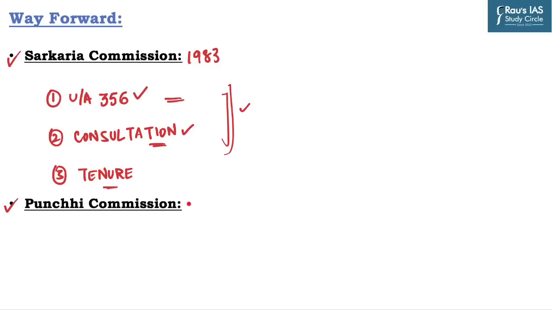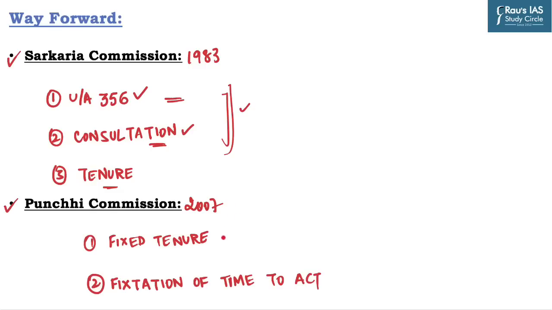And the second one is Punchhi Commission of 2007. It broadly gave two recommendations specifically related to governor. The first one is related to fixed tenure. The Punchhi Commission also said that governor should be given a fixed tenure of 5 years and their removal should not be done at the will of the center government. And the second one is the fixation of time to act.